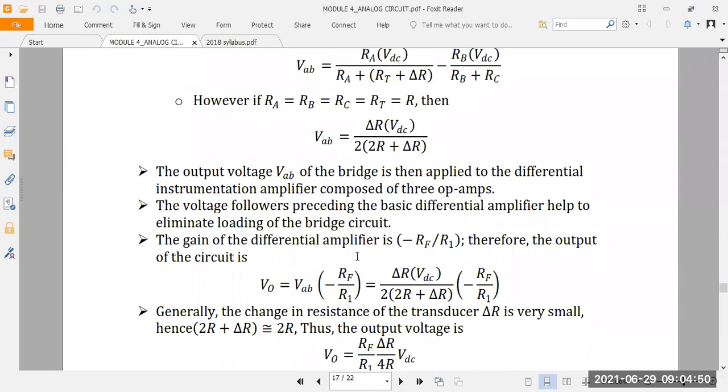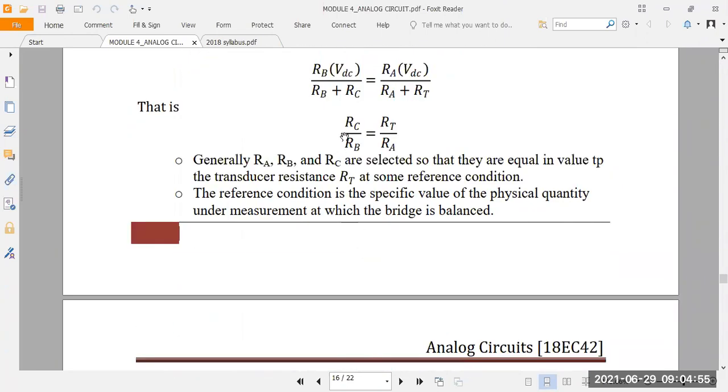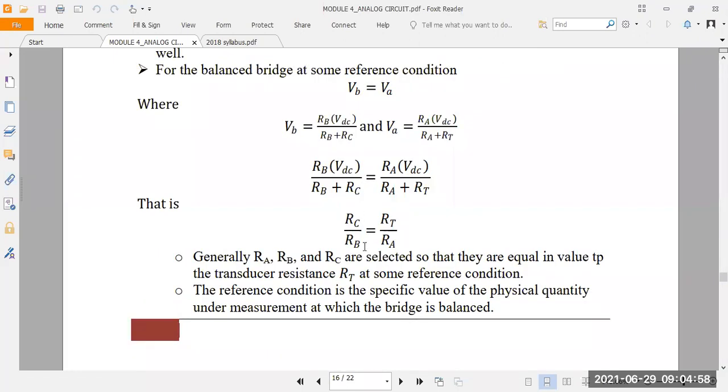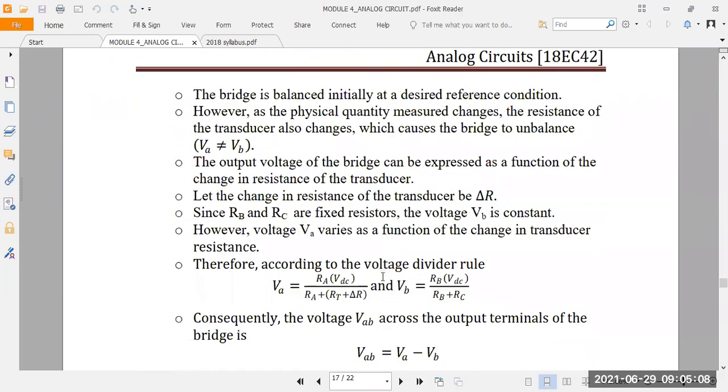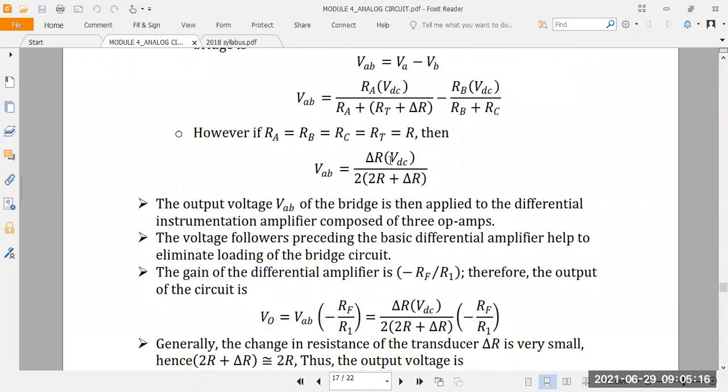That is this one: RC divided by RB should be equal to RT divided by RA. RT by RA is the variable resistance, and RC by RB is constant here. When the bridge is not balanced, meaning the transducer bridge is unbalanced, what is the equation here? VAB is delta R into VDC divided by 2R plus delta R. This is the equation, the voltage between the A terminal and B terminal when the bridge is unbalanced.